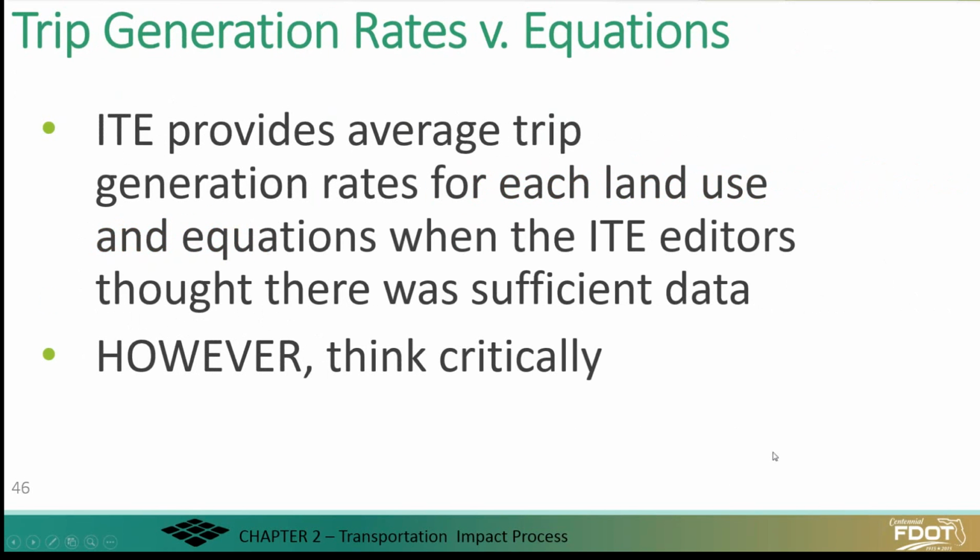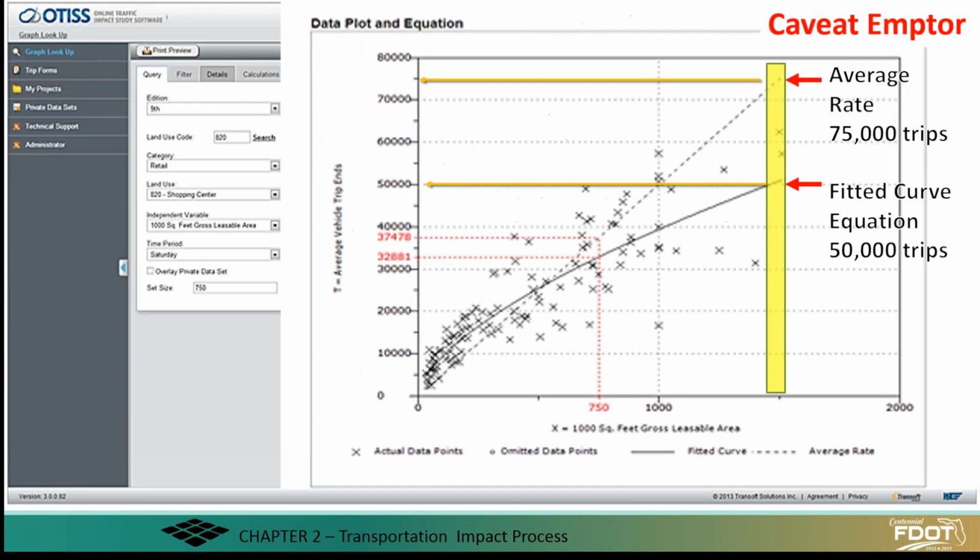Okay, trip generation. Gina showed you the two lines. She also showed you the equation on the page. The editors of ITE always put the equation where they felt there was enough data, and they also felt that the equation was better when there was sufficient data. However, like I said, I think critical thinking is important in this.